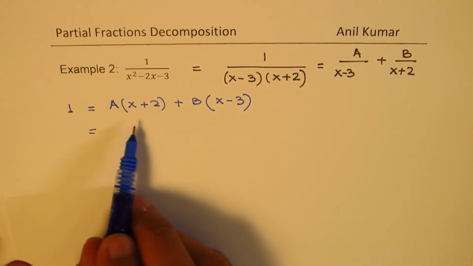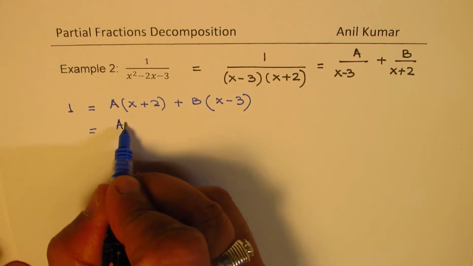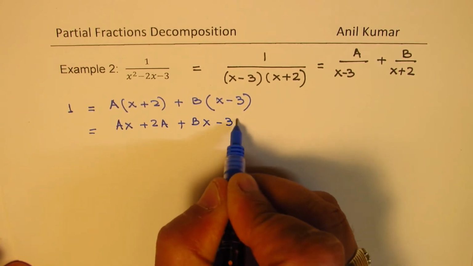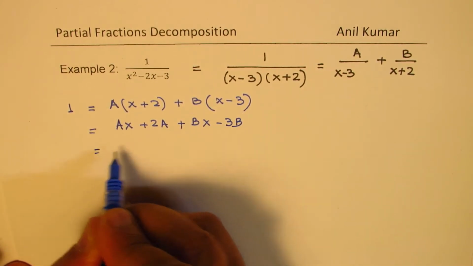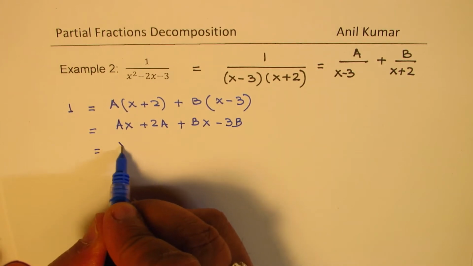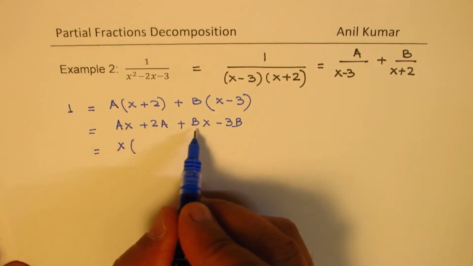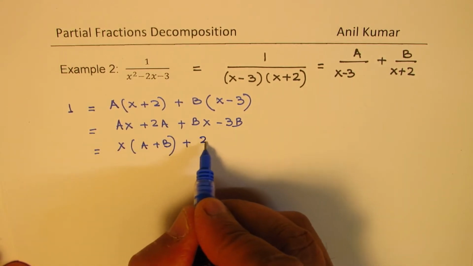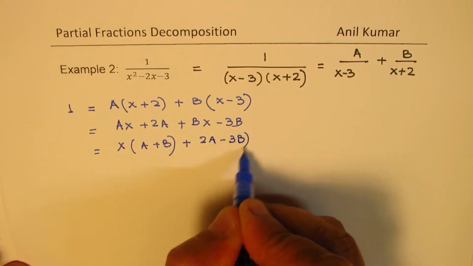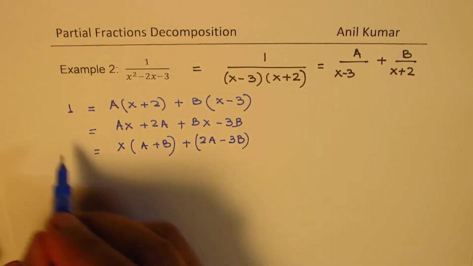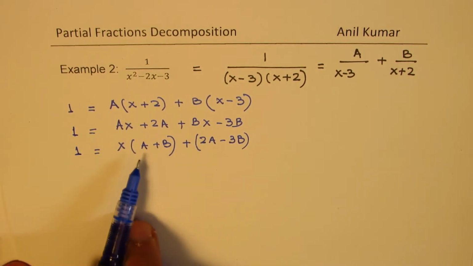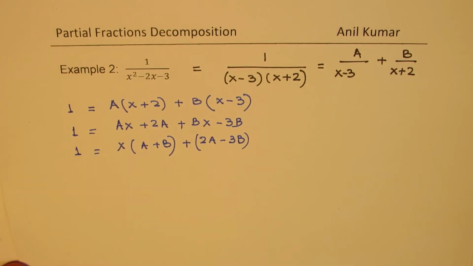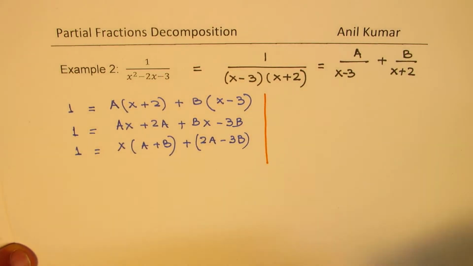Now, you see x terms, we may write like this: ax plus 2a plus bx minus 3b. Taking x as a common factor, we get x times a plus b, and the constant term is 2a minus 3b. Correct? So that becomes the constant term. All this is equal to 1. Now if you compare the left side with the right side, the coefficient of x should be 0. So that gives us two equations to work with.